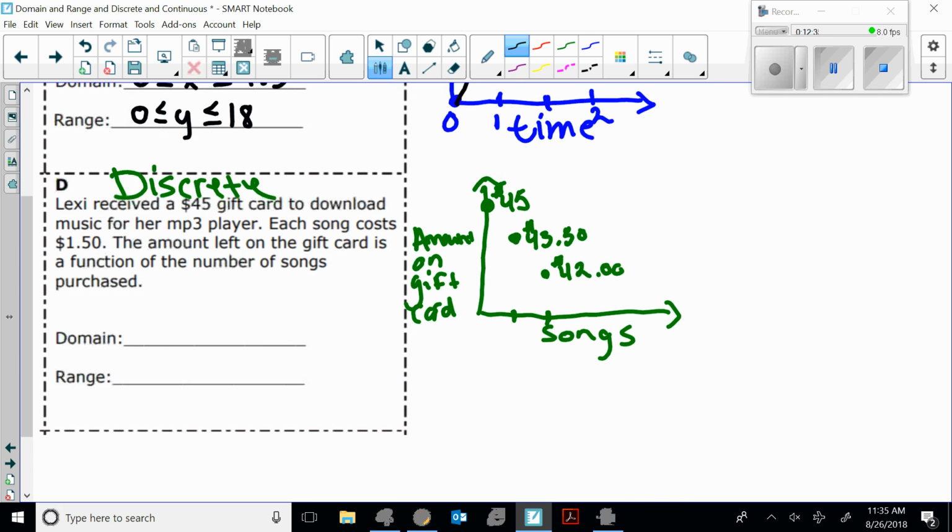Okay, moving on to Lexi and her songs. Lexi's going to have her $45 gift card, and she's going to spend money off that gift card to purchase songs. So my domain is going to be the number of songs that she buys. She can buy 0 songs, 1 song, 2 songs, 3 songs. You can actually buy enough songs to get up to $45. That is actually 30 songs. So to save me from writing all of that, I'm going to put dot, dot, dot, 30.